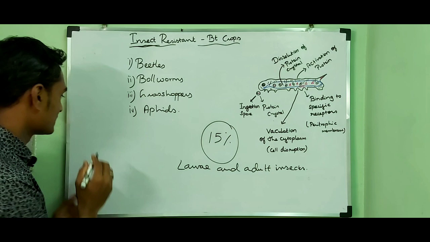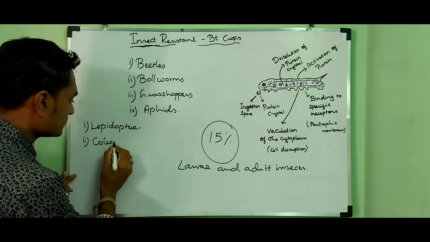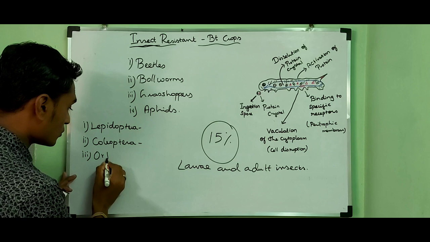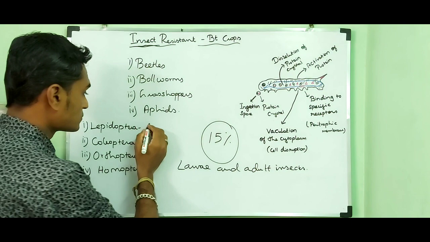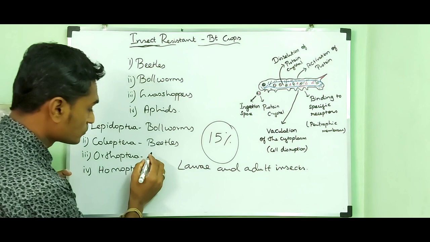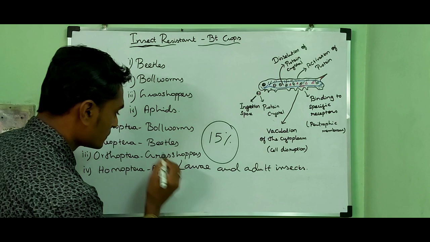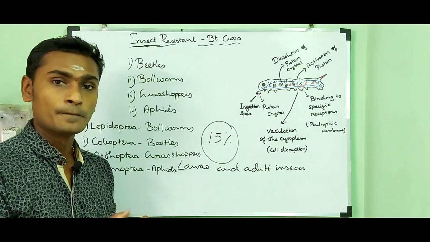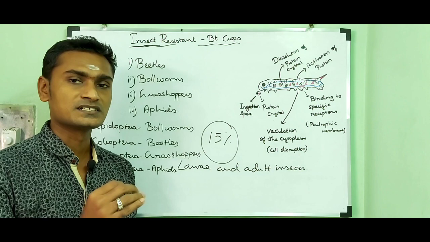They are Lepidoptera, Coleoptera, Orthoptera, and the fourth one is Homoptera. An example for Lepidoptera is bollworms. An example for Coleoptera is beetles. An example for Orthoptera is grasshoppers. An example for Homoptera is aphids. So the insects which cause damage to crops mainly belong to these orders: Lepidoptera, Coleoptera, Orthoptera and Homoptera.